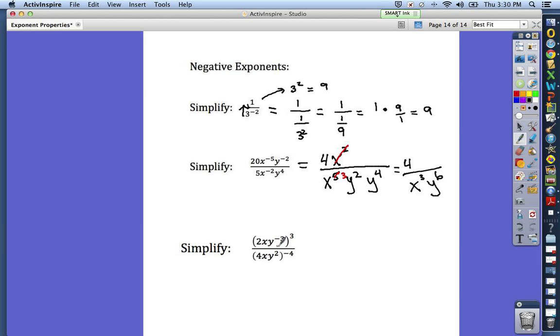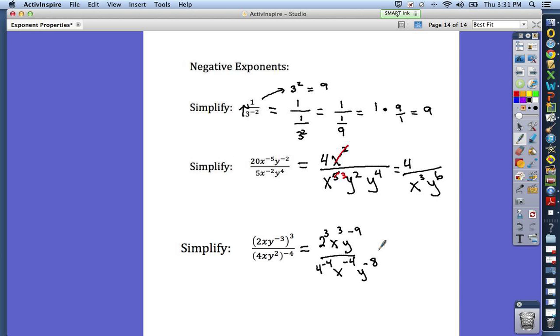Moving on to the third example. First, let's take care of the fact that we have a product raised to a power. So this is going to be 2 to the 3rd power, as we've seen before, times x to the 3rd power, times y to the negative 3 times 3, which would be y to the negative 9th power, divided by 4 to the negative 4th power, x to the negative 4th power, and y to the negative 8th power.